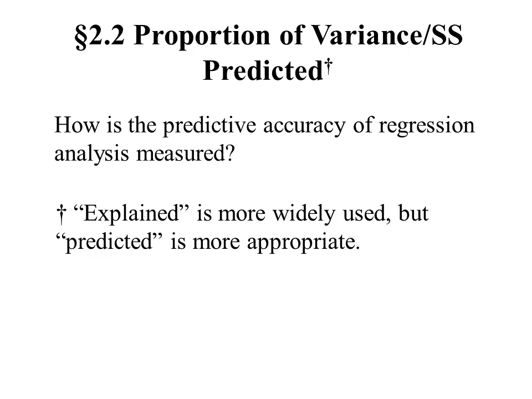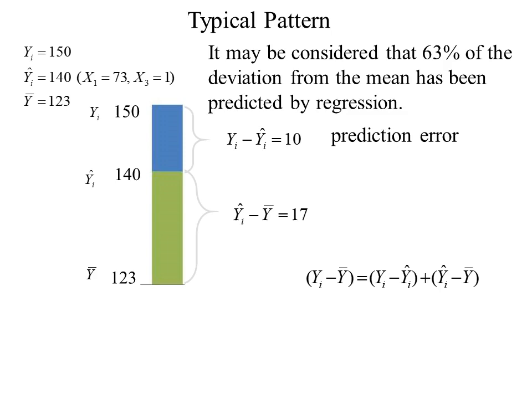The word explained is more widely used than predicted, but predicted seems more appropriate in this context, because this is simply a matter of how closely two sets of values are close to each other. Let's think of this issue, using the example of the 73-year-old woman. Her systolic blood pressure is 150, its predicted value based on her age and education is 140, and the mean systolic blood pressure of the entire sample, denoted by y bar, is 123. What would our best guess of her systolic blood pressure be, if we have no information on her, except for the fact that she is a case in the sample? In that case, it is just 123, isn't it?